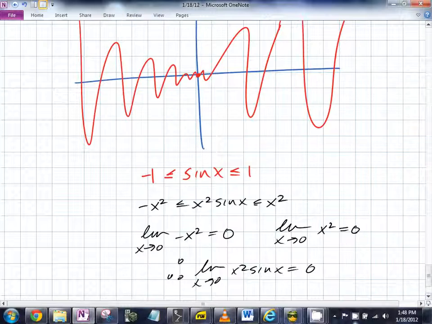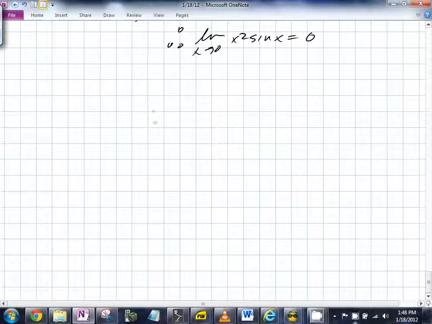Okay. Sine of 1 over x. What's the biggest that can possibly ever be? It can never be greater than 1, right? What's the smallest it can ever be? -1. Let's multiply by x squared.